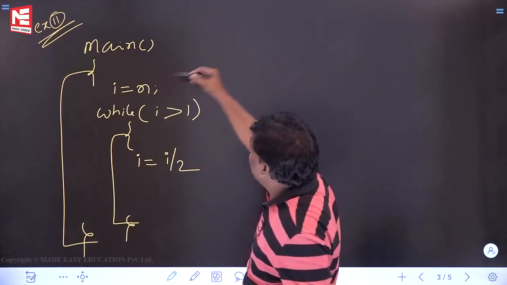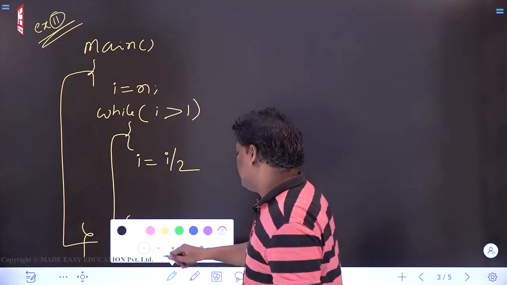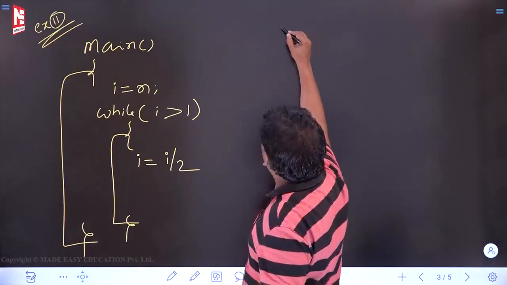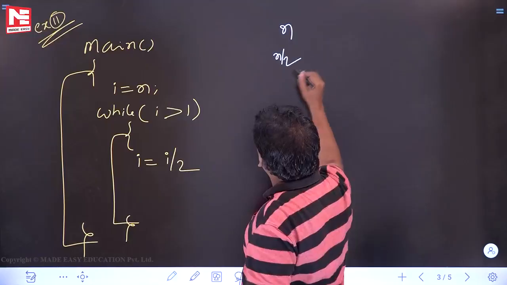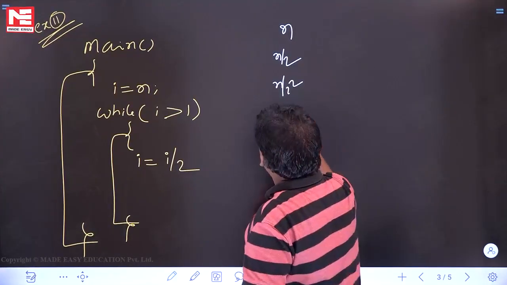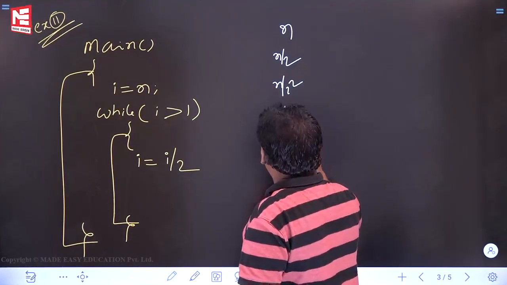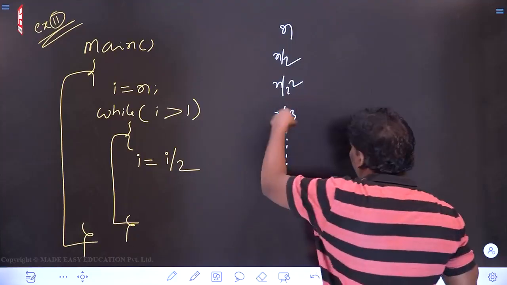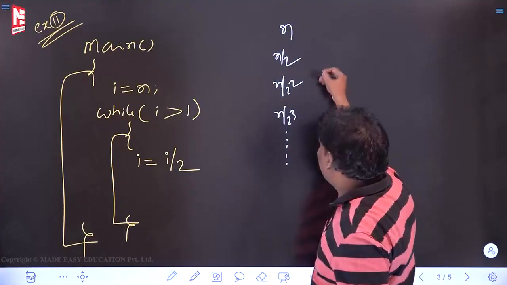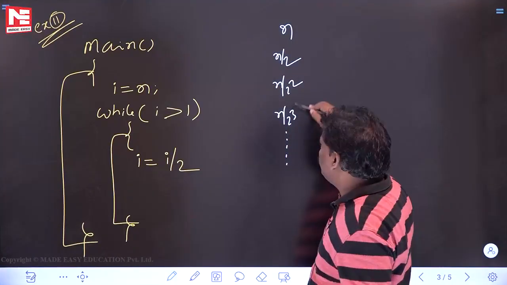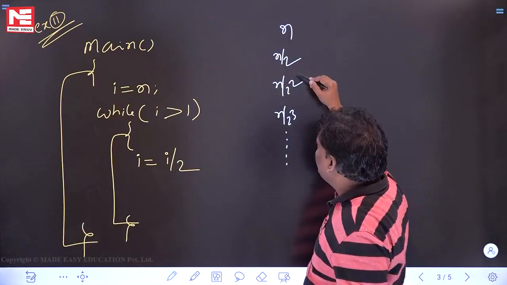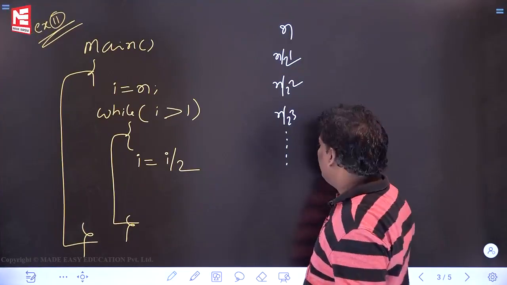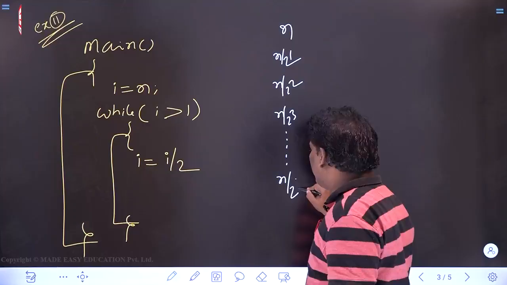i is initially n. Next n by 2, next n by 2 square, next n by 2 cube, and so on. i is always divided by 2. So 3 times gives n by 2 cube, 2 times gives n by 2 square, 1 time gives n by 2 power 1. If I continue k times, it becomes n by 2 power k.